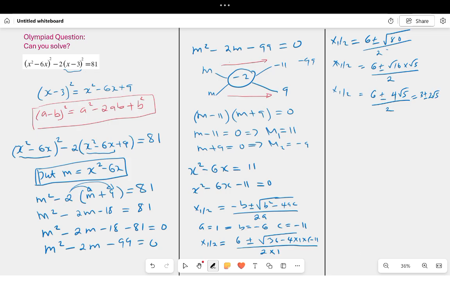Okay. Now, therefore, the first solution for x is going to be 3 plus 2 the square root of 5. The second solution for x is going to be 3 minus 2 the square root of 5.